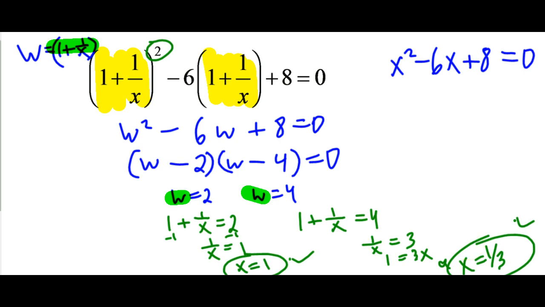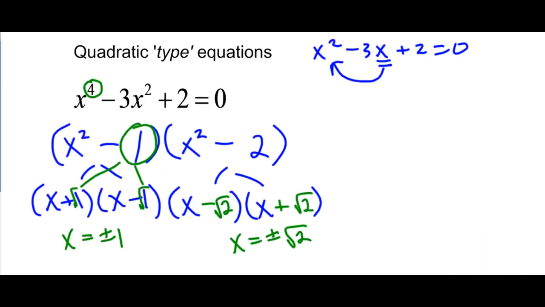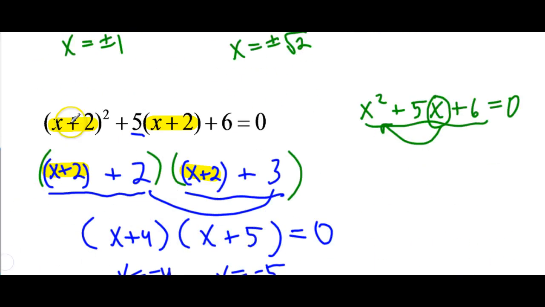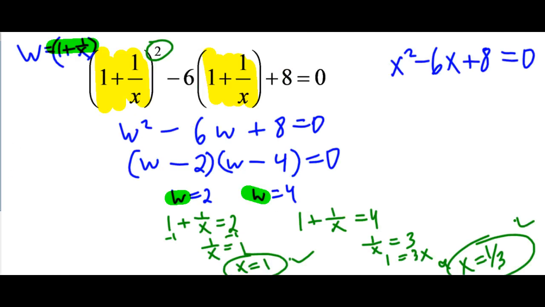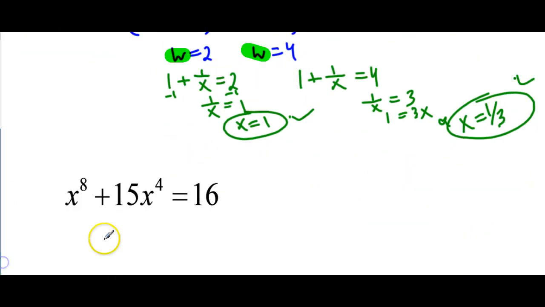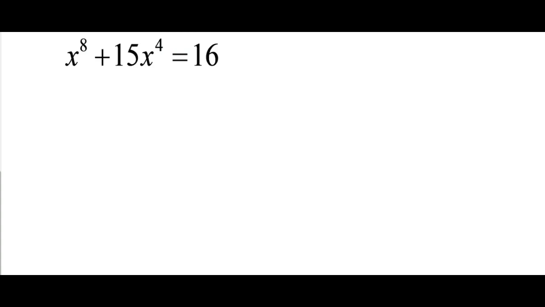You could have used the W method on this problem as well. If you look at this one right down here, instead of this, we could have said W squared plus 5 times W plus 6 equals 0, and then just off to the side say W equals x plus 2. Solve for W and then plug that in for W at the end. So it can take a tough problem like that that's tough to think through and help you solve it pretty easily. Let's look at one more here.